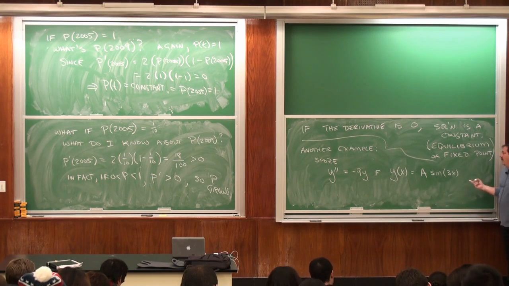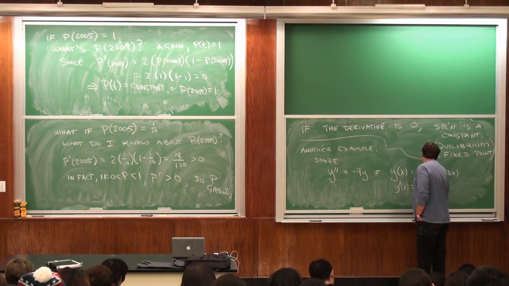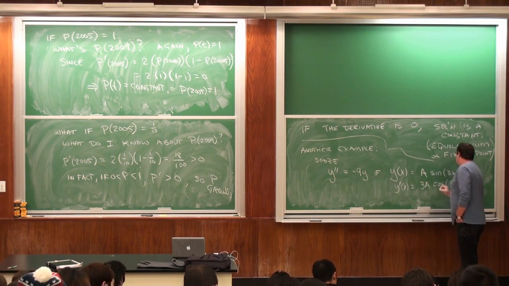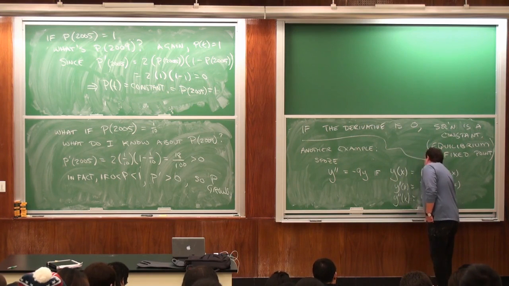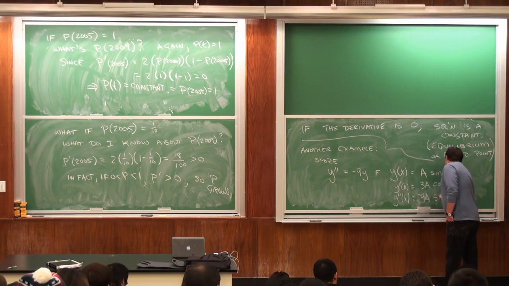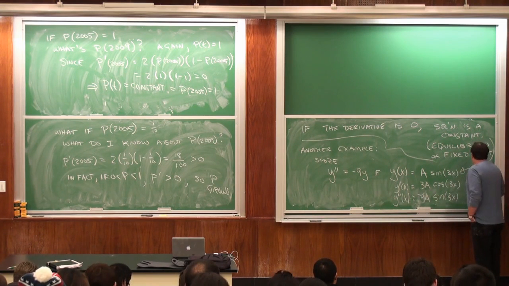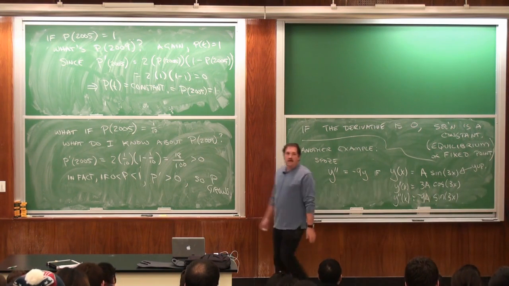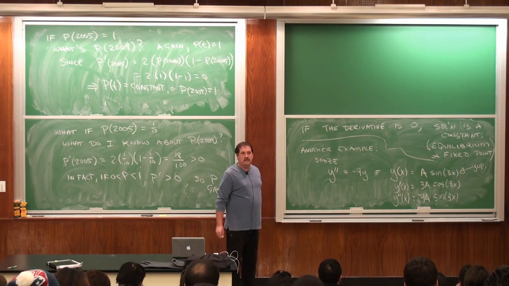Now, I can just check. The derivative here is 3a cosine of 3x. And the second derivative is 9a times minus sine of 3x. So yes, that is indeed a solution. Now, I didn't tell you how to figure out that it was the sine. I just said it looks like that. But a is some constant.